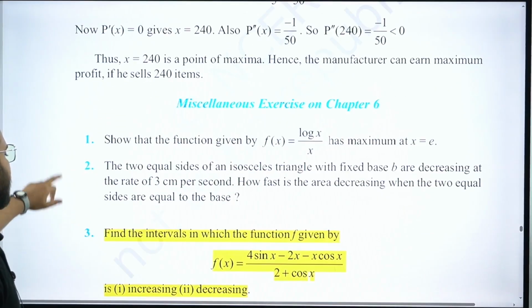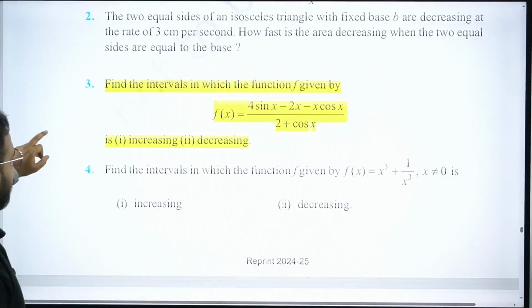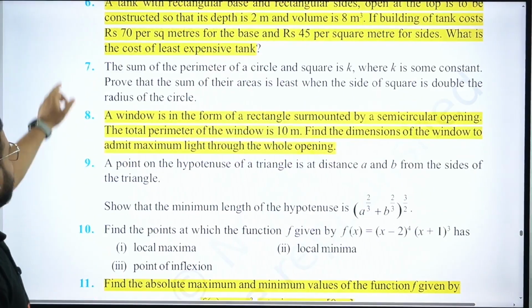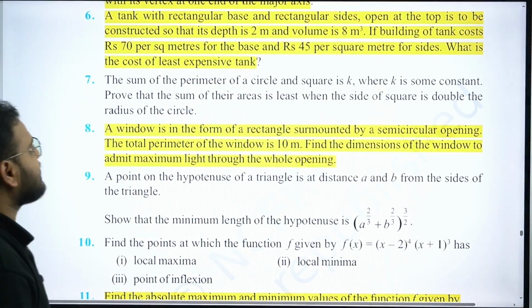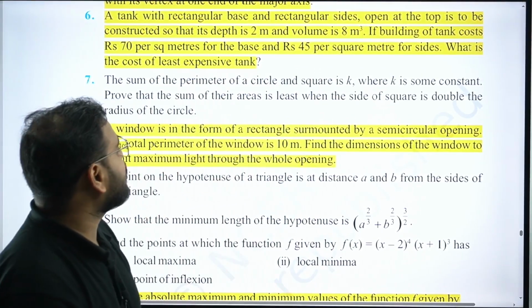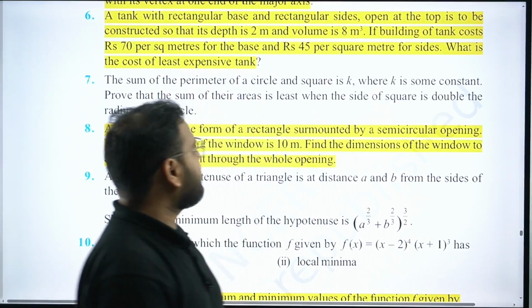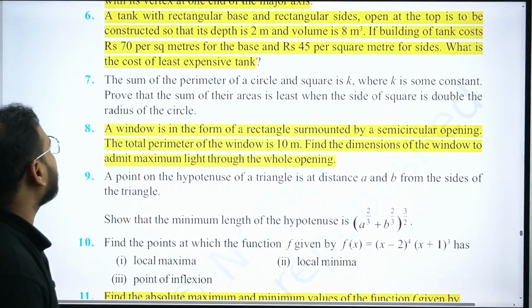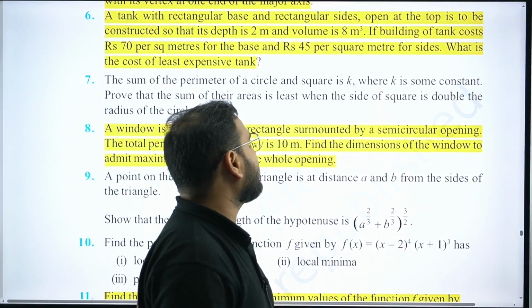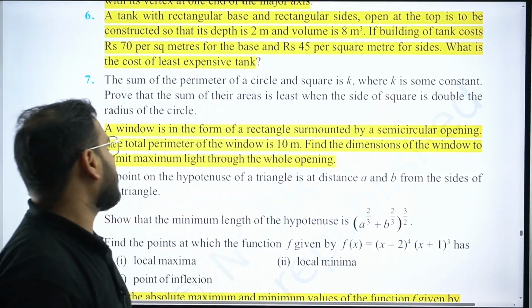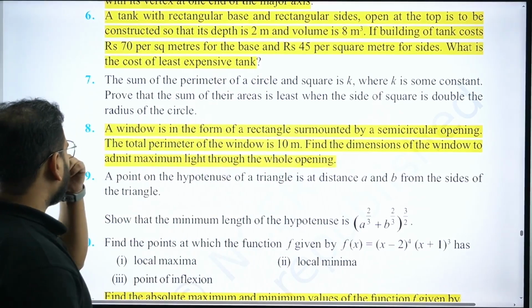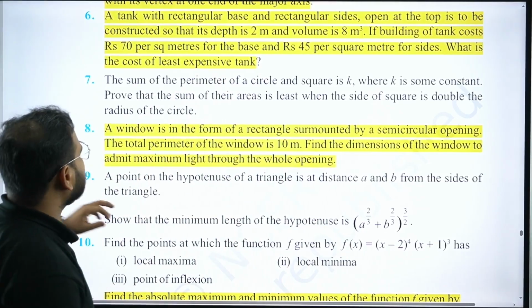Miscellaneous exercise, bacha, we have marked here question number 3. What else? Question number 5, 6. Okay, 6 is a very good question. Please solve it. A tank with a rectangular base and rectangular sides open at the top is to be constructed so that its depth is 2 meters and volume is 8 meter cube. If the building of the tank costs 70 rupees per square meter of the base and 45 rupees per square meter for the sides, what is the least cost? Minimize it, right? Least cost means minimize it. Okay, cost of the least expensive tank.